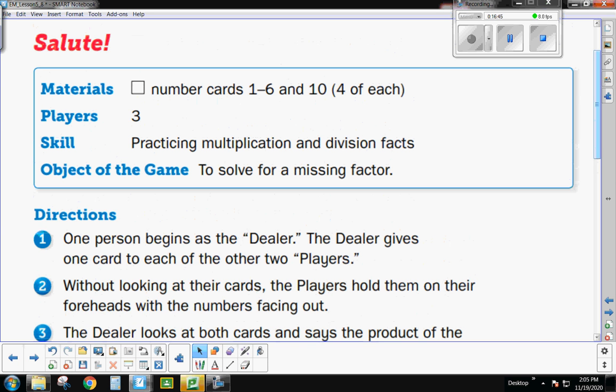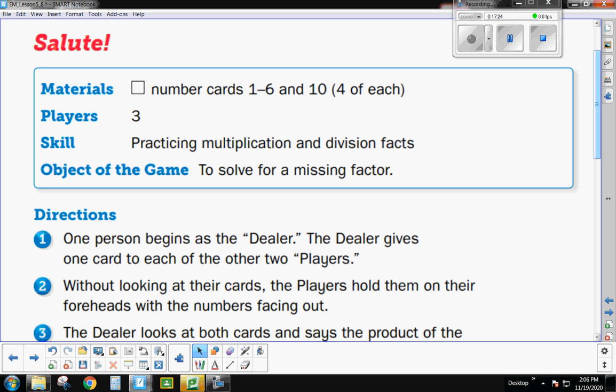You need number cards 1 through 6 and the number 10 if you have it, and you need 4 of each. Now if you don't have number cards at home, you could make number cards or just use a deck of cards. Just take out all of the kings, queens, and jacks and just use the number cards. Use your ace for your number 1 and just use the cards 1 through 10 in a regular deck of cards. Okay, so a regular old deck of cards will work fine. Ideally, playing with 3 players is how this game is written to be played, but I know sometimes you don't have 3 players at home.